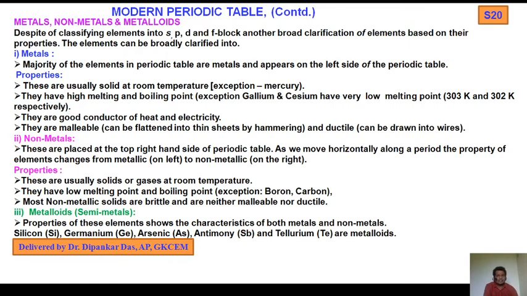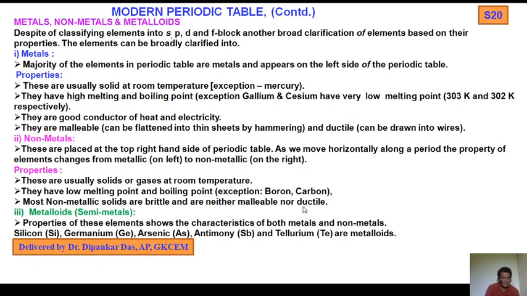Non-metals, these are placed at the top of the right side of the periodic table. As we move horizontally along a period, the property of elements changes from metallic to non-metallic, so from left to right. So these are the non-metals. What are the properties? These are usually solids or gases at room temperature. They have low melting point and boiling point, exception boron and carbon. Most non-metallic solids are brittle and are neither malleable nor ductile.